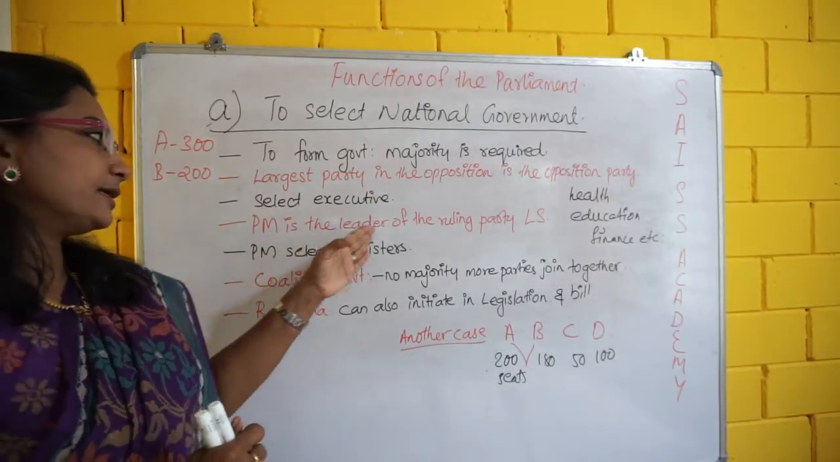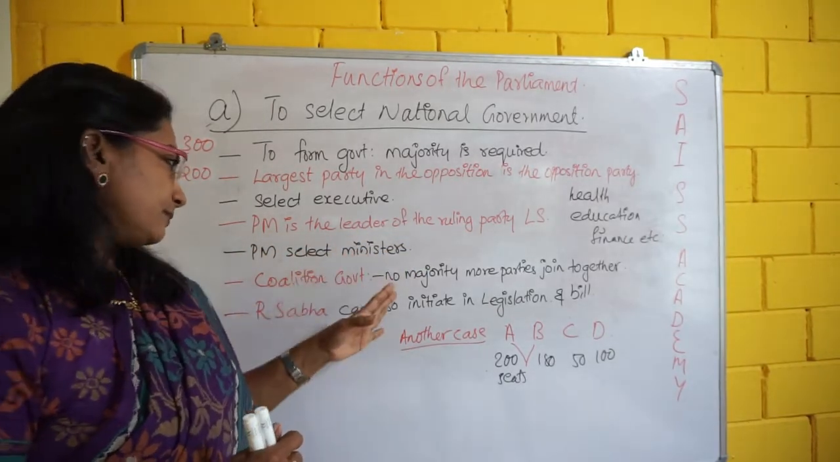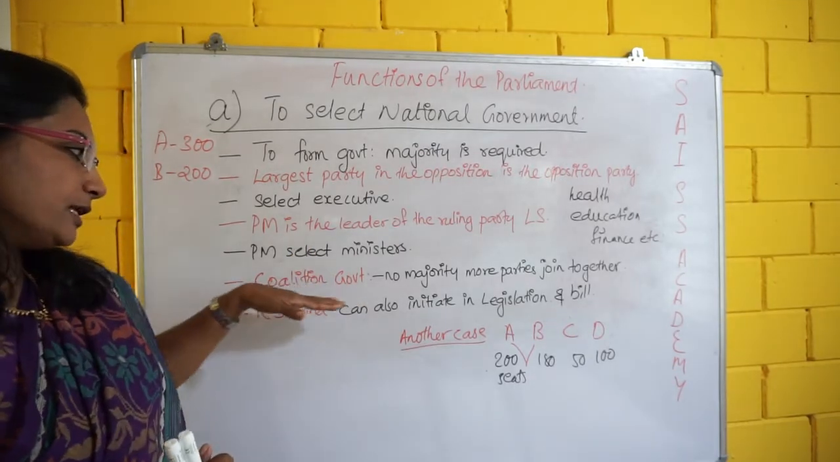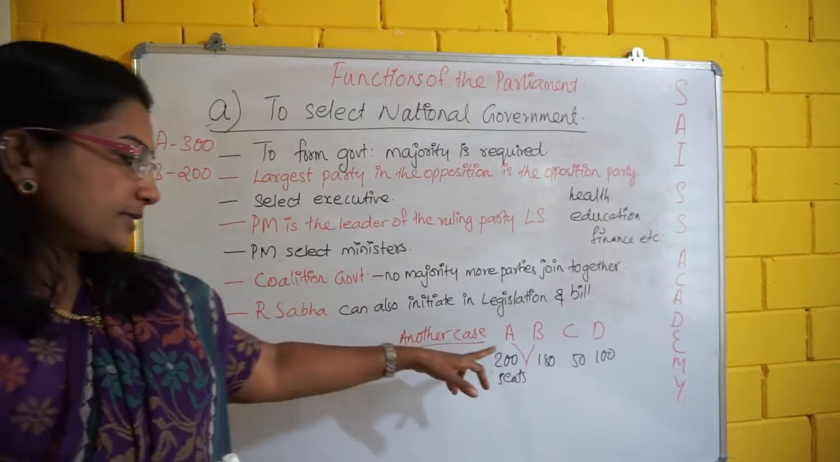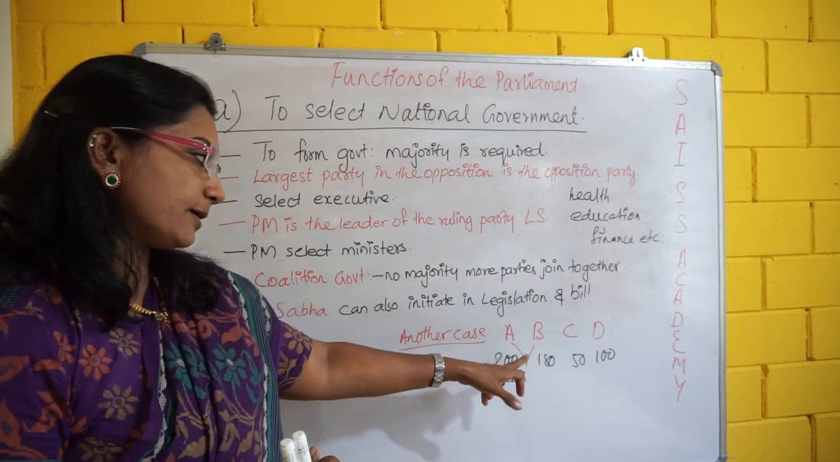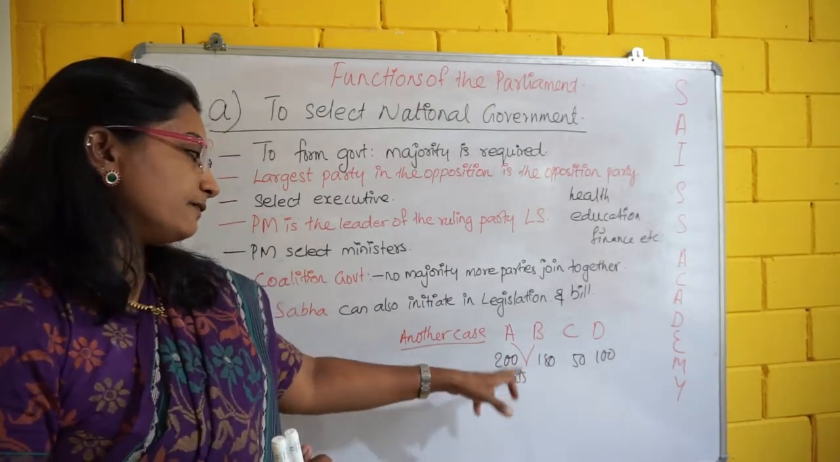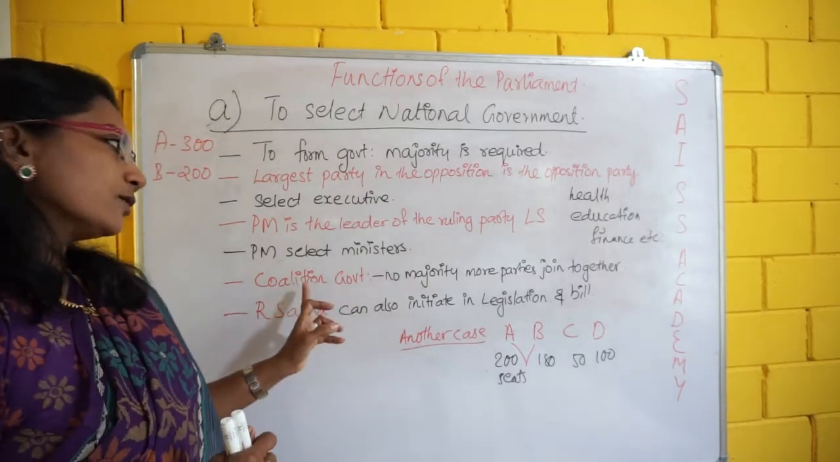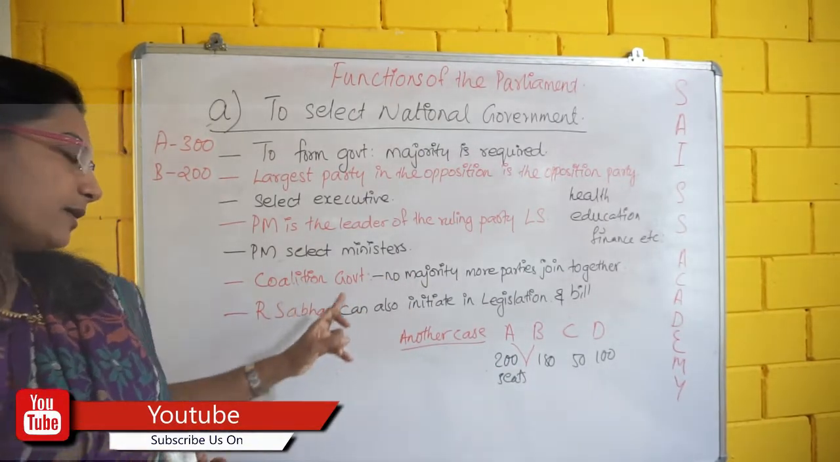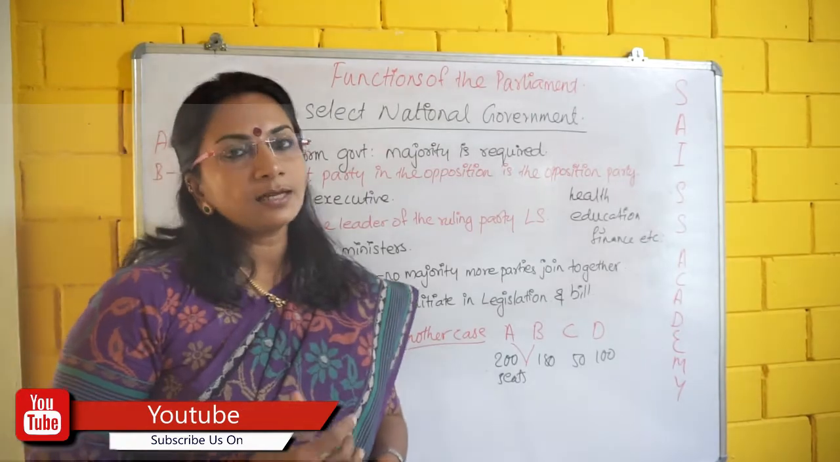The Prime Minister is the leader of the ruling party. The Prime Minister selects the ministers, and we also discussed the coalition party. That means if one party does not get the majority, two parties of equal concerns join together and make a coalition government. And the Rajya Sabha can also initiate legislation and bills.